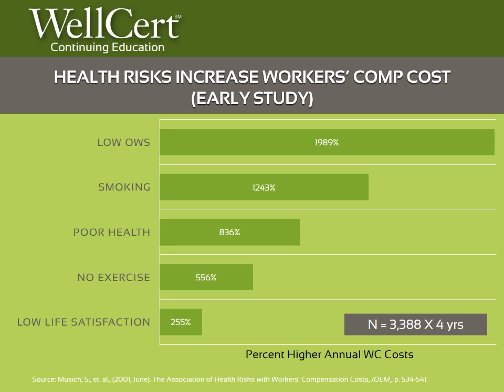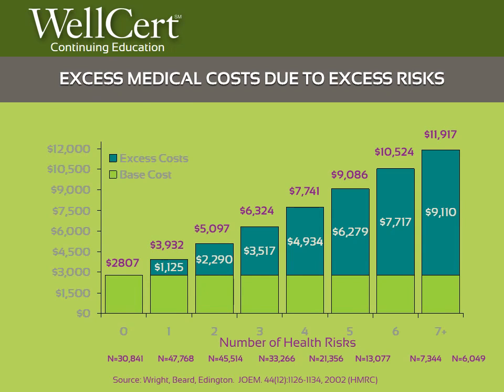So this is showing us, again, the relationship to workers' comp cost and showing us that those health risk factors we were looking at in the 6 studies and the HERO study also have parallel relationships with workers' comp costs. Now, this is excess medical costs. This is a little newer data, but excess medical costs due to excess risk.